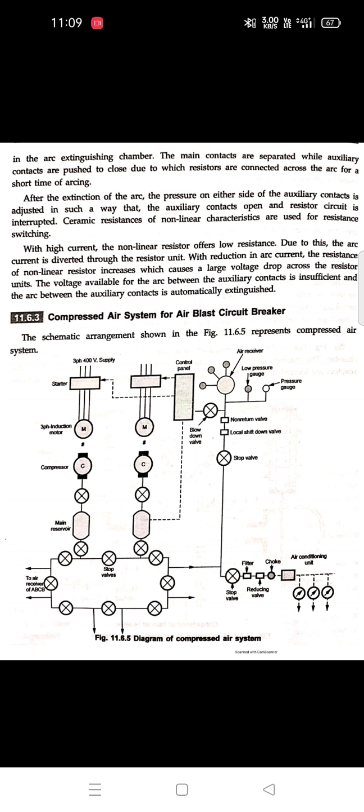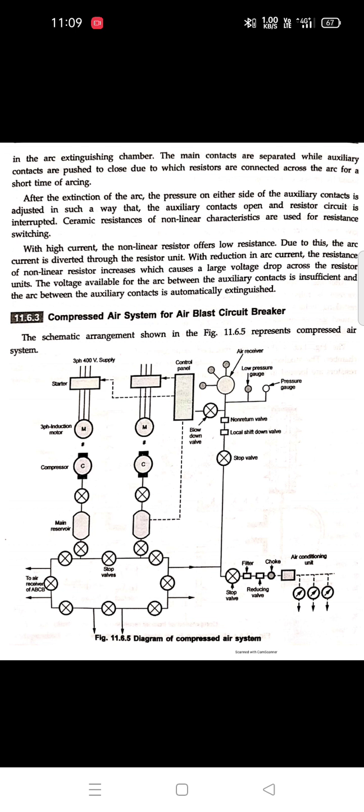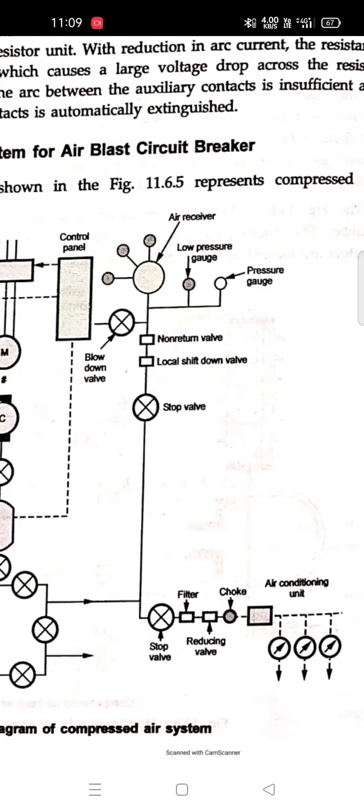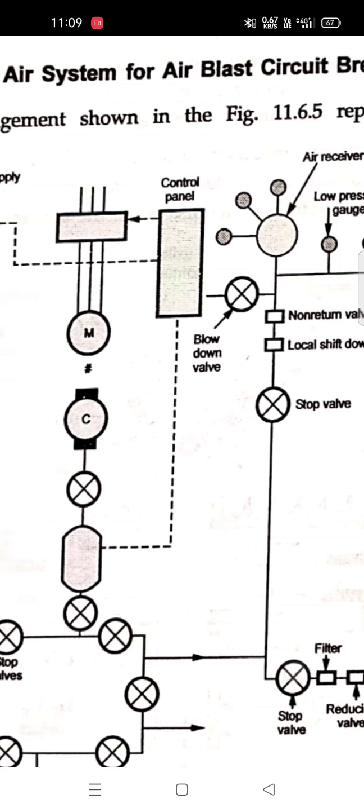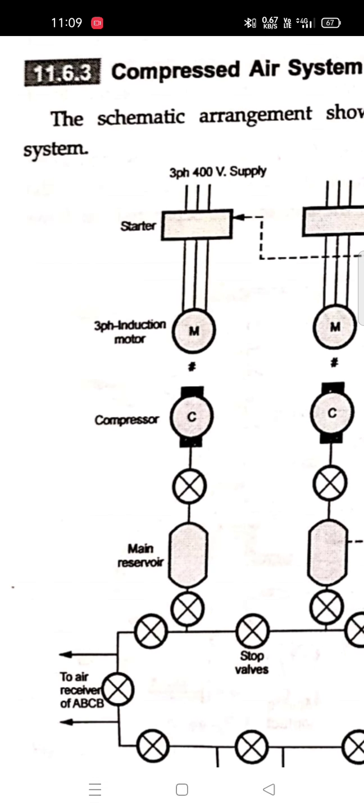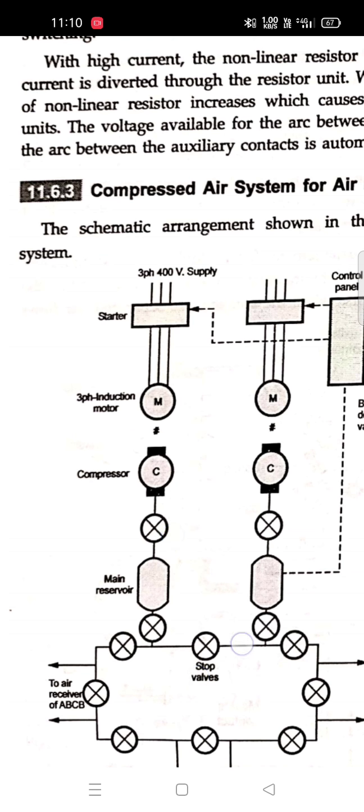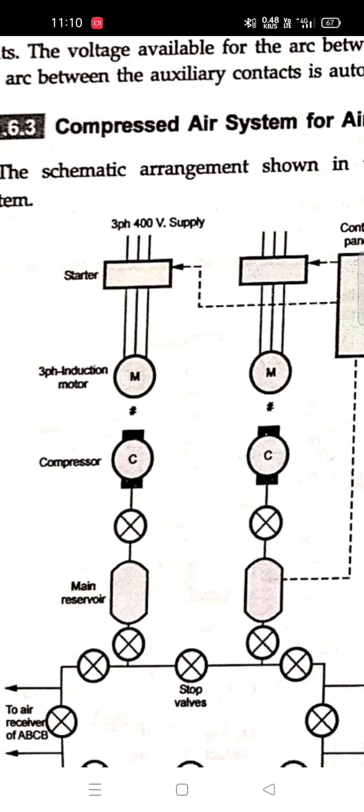So the air reservoir in the air blast breaker contains air of pressure of the order of 20 to 30 kg force per centimeter. Here the air reservoir, this is the main reservoir. This air pressure is maintained by these reservoirs for 4 to 12 repeated operations.